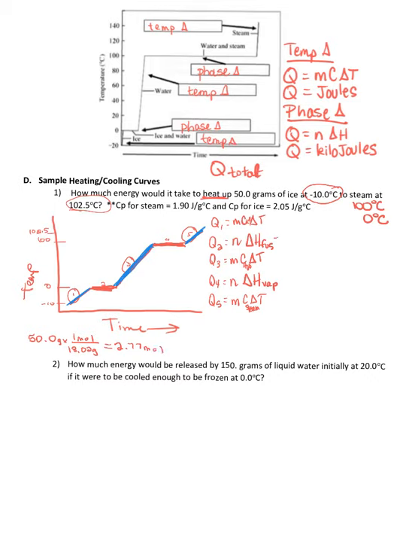So I'm going to go ahead and plug that in, 2.77 moles. But that's the only one with n. The other ones have m, so I can just use 50.0 grams. So for 1, 3, and 5, I can use 50.0 grams.